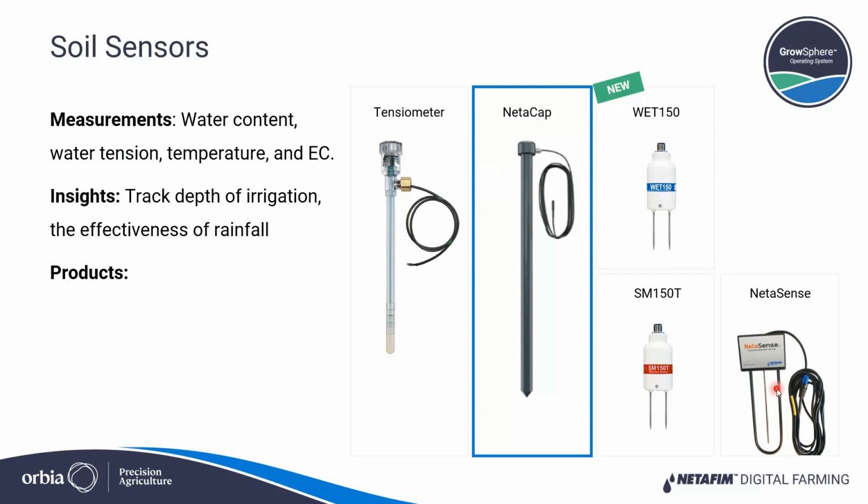The next sensor is the NetaCap. The NetaCap is a profile probe that has both soil moisture and soil temperature measurement. On the top of the sensor, at this part, there is an ambient temperature sensor. It is the most preferable sensor for the past 2 years. Easy installation and no maintenance. Ideal for all root zones with any soil type.